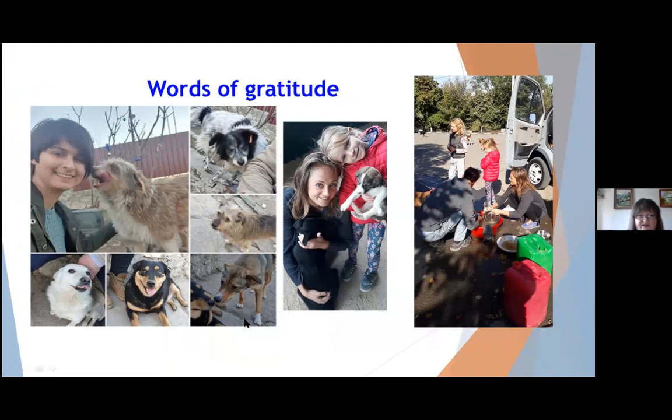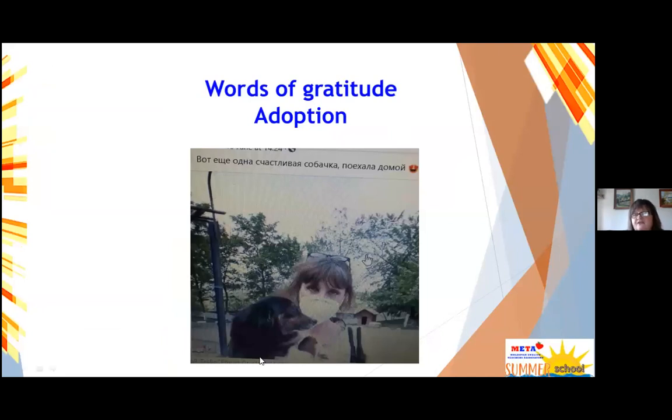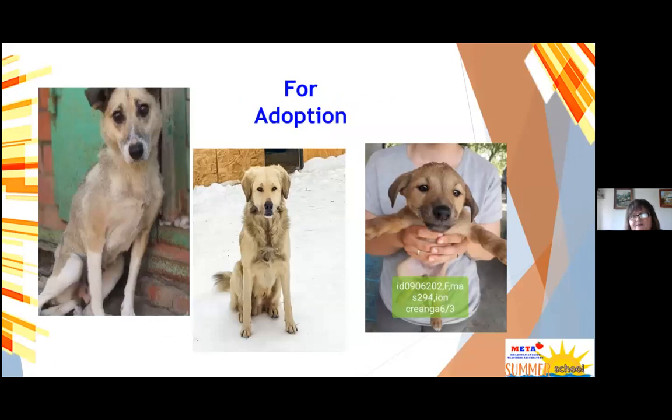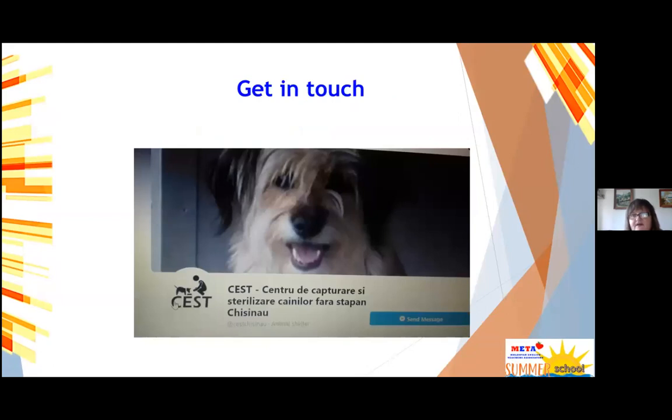Words of gratitude also to those people who come and adopt different animals. Even in this time of pandemic, of coronavirus, people come and adopt animals. And here are puppies for adoption. Maybe you can choose one. Look at them, how beautiful they are. Here are other dogs for adoption. Look at the eyes of this one. It's just begging, please take me. I'll be a good family member. I'm friendly, I'm caring.